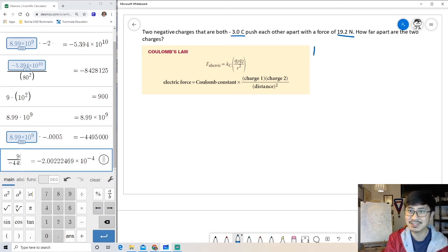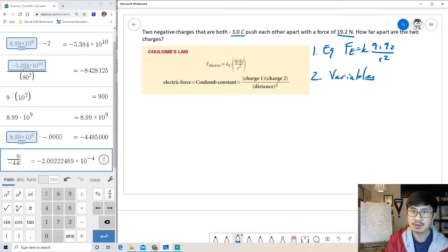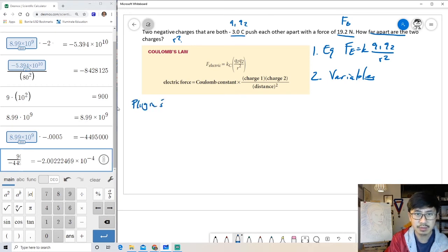So let's start with the equation where the electric force is equal to K times Q1 times Q2 divided by R squared, right? Number 2, let's identify our variables. So this is Q1 and Q2, that's what the question says. This is our electric force, and it wants to know R. How far apart are the two? What is the R? So let's plug in and rearrange. We want to solve for the radius, for the distance.